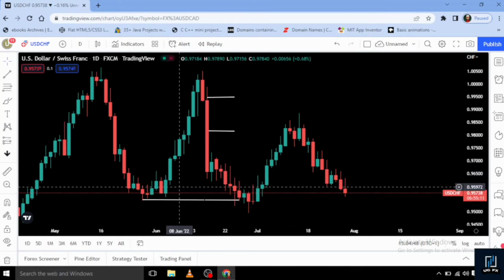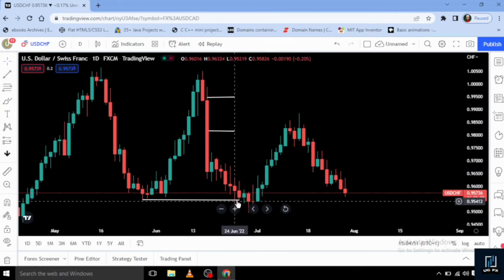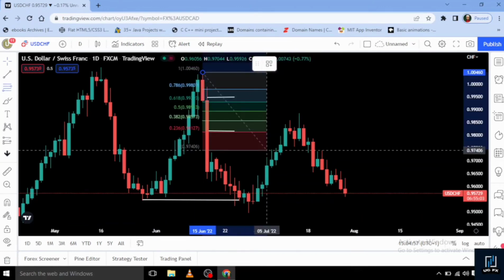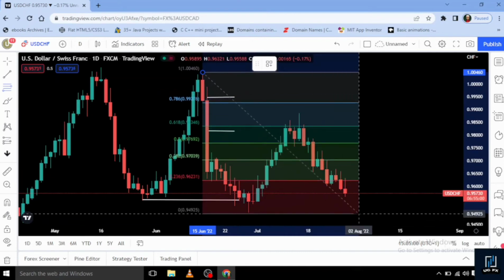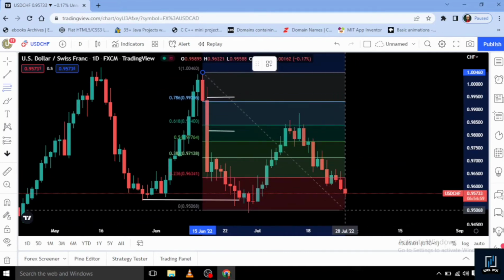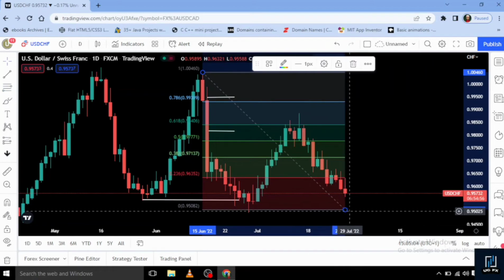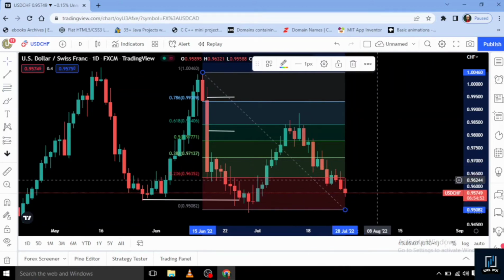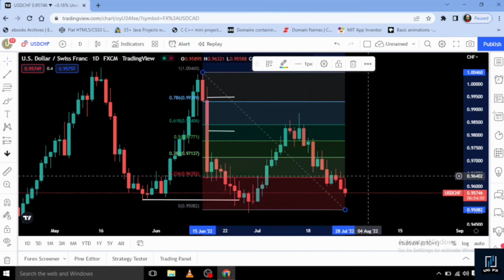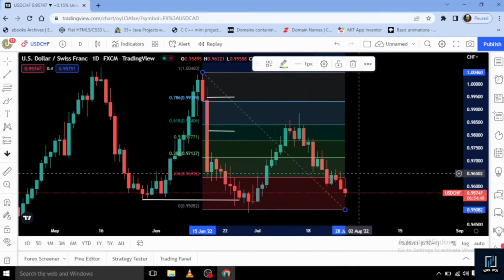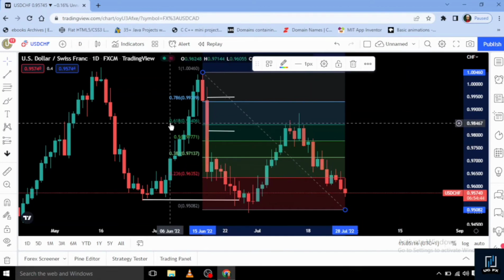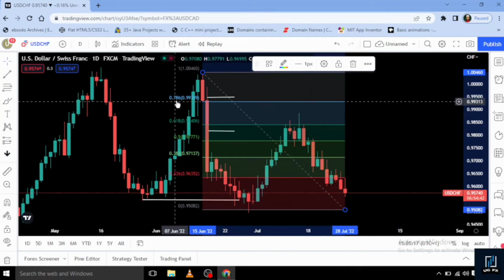So after that, we saw a break of structure. Then you have to be waiting for discount levels. Just like in real life, when you go to the market, you like buying, we enjoy buying stocks at discount prices. So here as well, the smart money or the institutional traders like to buy from discount levels. So now the discount levels on the Fibonacci tool are the 0.618 and the 0.786.